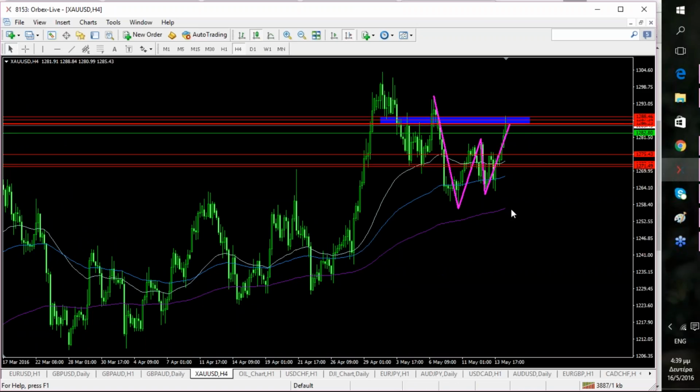But the three lines, as we can see, the three EMAs here, the 50, 100 and 200, are still moving sideways. So there is uncertainty in the market even in the medium term. But overall we've got prices above all three lines, so there is some potential on the upside.